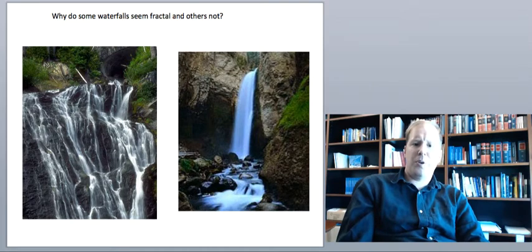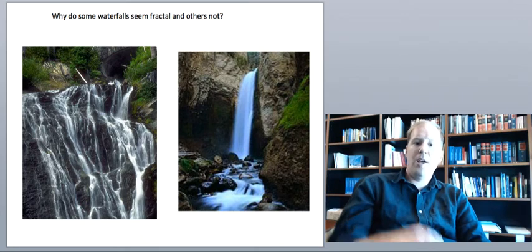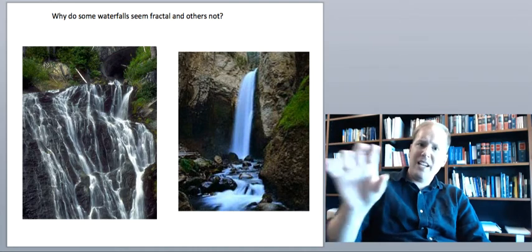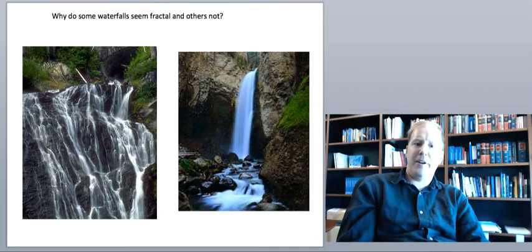So here's two different waterfalls. The one on the left has sort of a fractal set of divides and patterns to it. The one on the right is relatively smooth, looks more like a causal type of relationship. The water falls and it hits the flow below. It's a very smooth, linear, deterministic type of pattern. And yet, why is it the case that one is fractal and the other is deterministic?